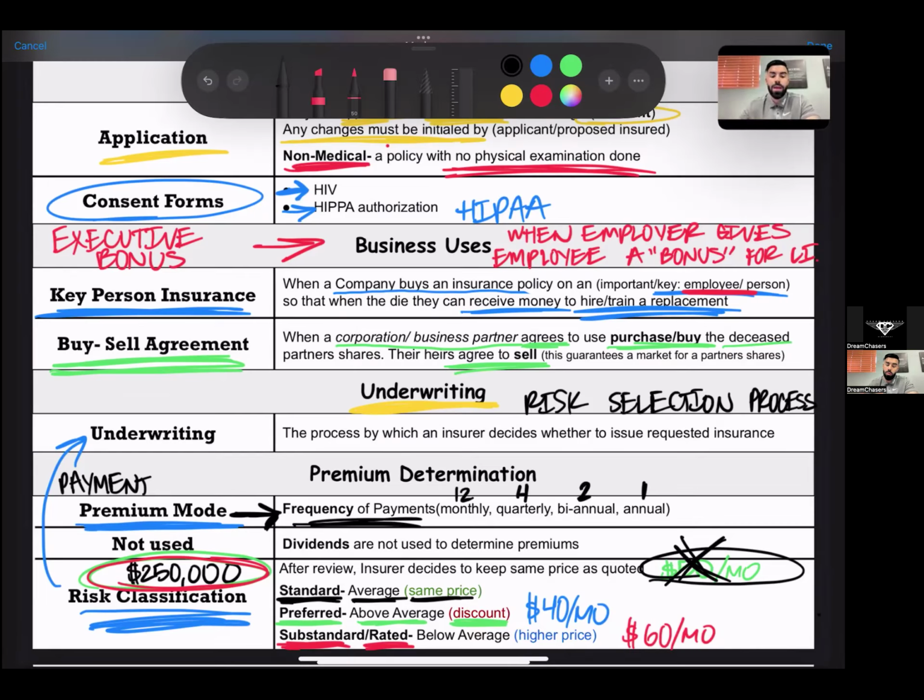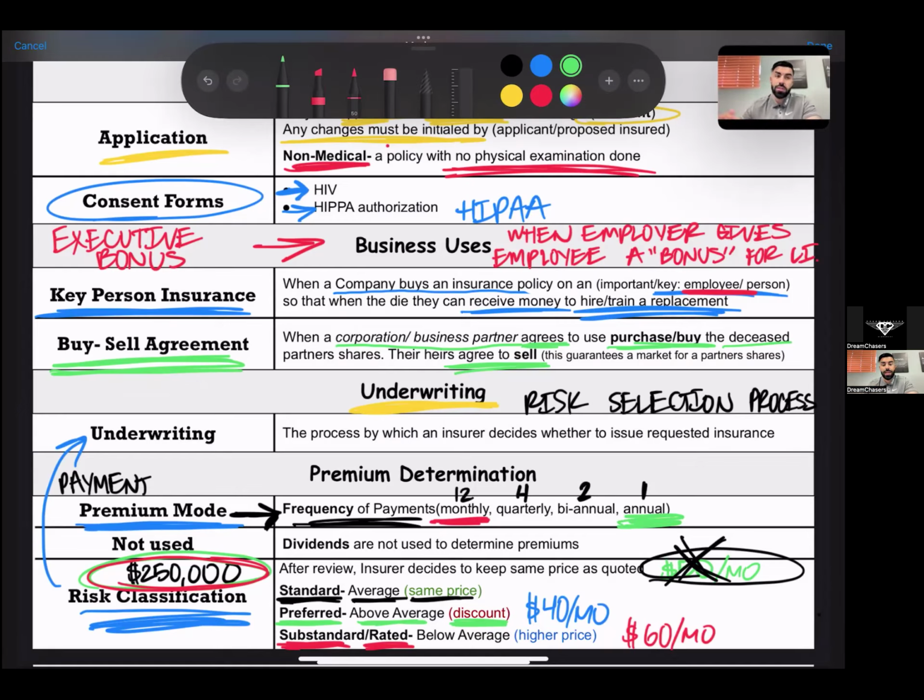Okay. Now, what does this have to do with the test? The more frequent the payment, the more expensive. So monthly is the most expensive way to pay your premium. Annually is the cheapest. Why? Because you're only making one payment. Just think one processing fee. Monthly, there's 12 processing fees. So annually is cheaper. Okay. So remember, monthly most expensive, annually the cheapest.